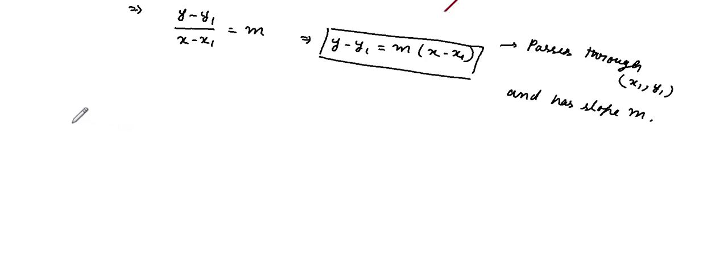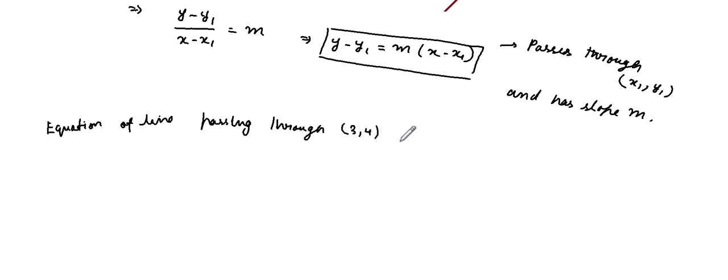Let's find the equation of a line. I would request you to try first. Find the equation of the line passing through 3 comma 4 and having slope 2. Sounds good. Okay, so this is the question.